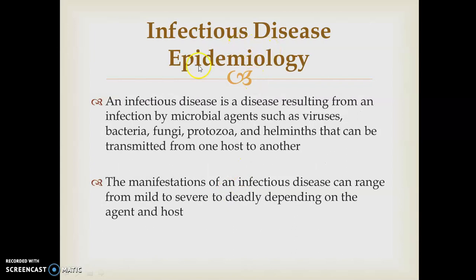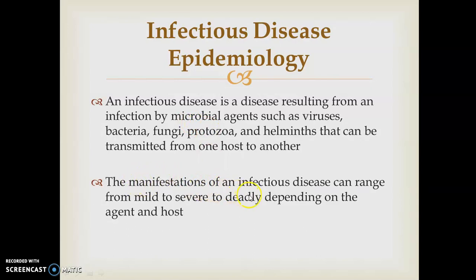Now the infectious disease epidemiology. What is an infectious disease? An infectious disease is a disease resulting from an infection by microbial agents, for example, viruses, bacteria, fungi, protozoa, and helminths, that can be transmitted from one host to another host. So not every disease is an infectious disease. An infectious disease is one in which there is the involvement of microorganisms.